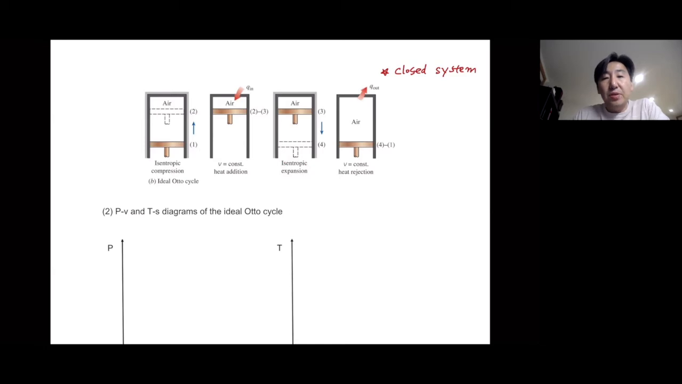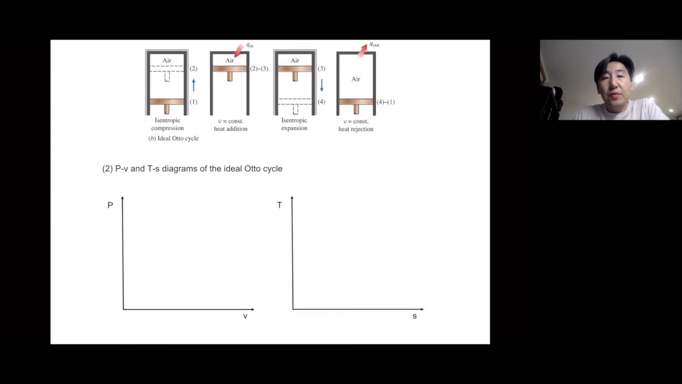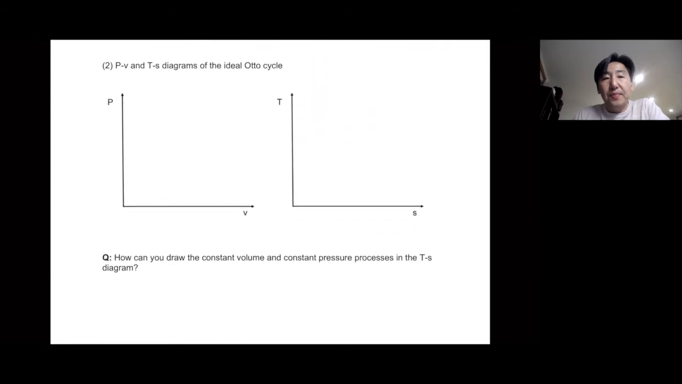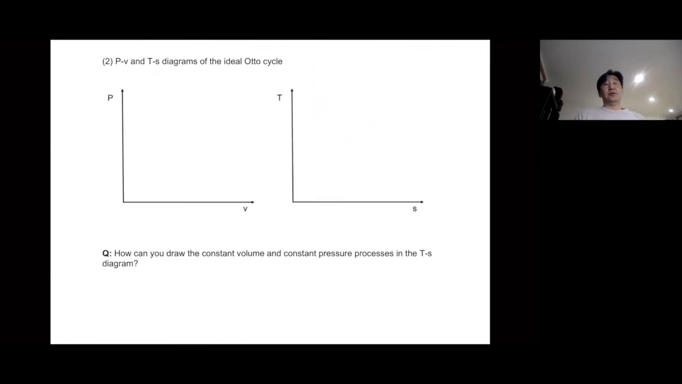Now, based on these four processes described, I want to draw the PV diagram. Can you draw a PV diagram? First, let's not worry about the TS diagram at this moment, but can you really draw the PV diagram based on what we just discussed about what really happens in a real four-stroke spark ignition engine, and what was just described about the four processes for the ideal Otto cycle? Please pause this video and try to draw a PV diagram by yourself.